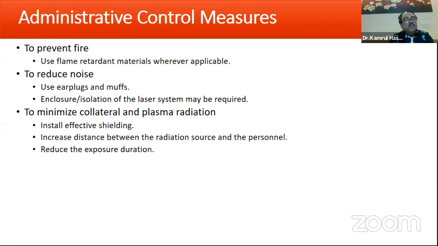So there should be a proper evacuating system in the anesthetic room and in the operating room. The proper evacuation should be done. To prevent fire, use flame retardant material wherever possible. To reduce noise, use earplugs and muffs. To minimize collateral plasma radiation, install effective shielding. Increase the distance between the radiation source and the personnel. Reduce the exposure duration.